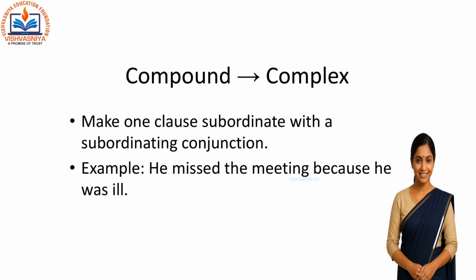Compound to complex. Make one clause subordinate with a subordinating conjunction. Examples: 1. He was ill, so he could not attend the meeting. 2. He could not attend the meeting because he was ill. 1. The bell rang and the students left. 2. The students left when the bell rang.